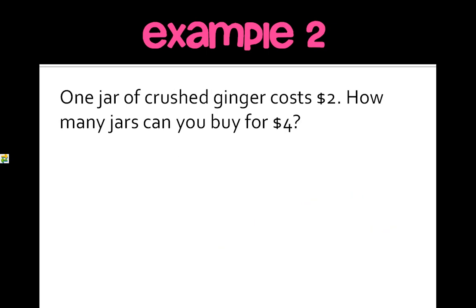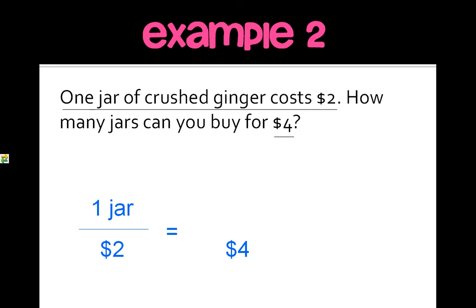Okay, let's look at example number 2. 1 jar of crushed ginger costs $2. How many jars can you buy for $4? We're going to do the same thing. Looking at our first ratio, we know that 1 jar of ginger costs $2. Looking at our other number in the problem, it is $4. We want to make sure our money matches our money. So if $2 is at the bottom, $4 will be on the bottom as well. Then we're trying to figure out, okay, 1 jar costs $2, so how many jars will cost $4?